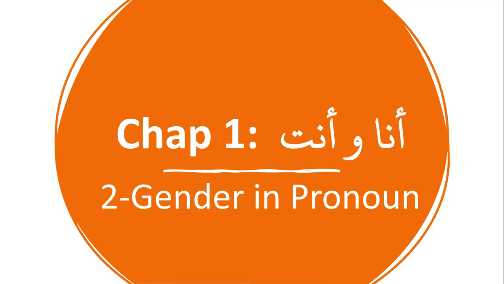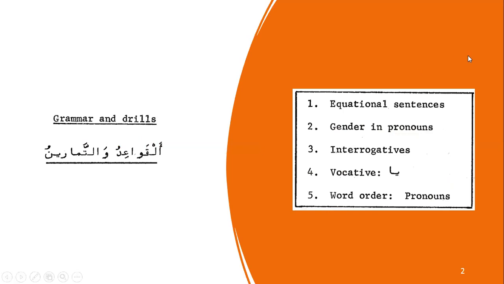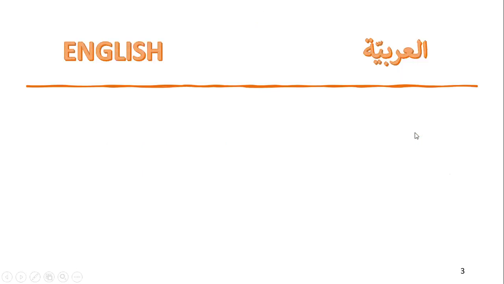This is the second topic in the chapter Ana wa Anta, the first chapter of the book. So let's look at this. These are the four topics that we said we will study, and this is the second one, which is gender in pronouns. So let's get started.